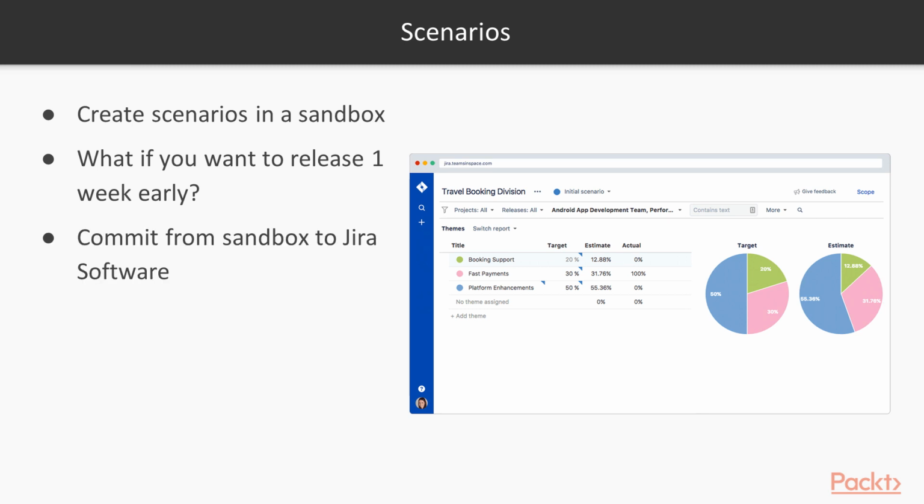And when you are satisfied with your scenario, let us say you add one more resource, or maybe you want to ask Portfolio, can I release this particular milestone on a specific date? And when you are 100% sure that this particular plan will work for you, then you can commit those changes from the sandbox to your JIRA software. So until you commit those changes, you will be able to compare the scenarios and plan your activities.